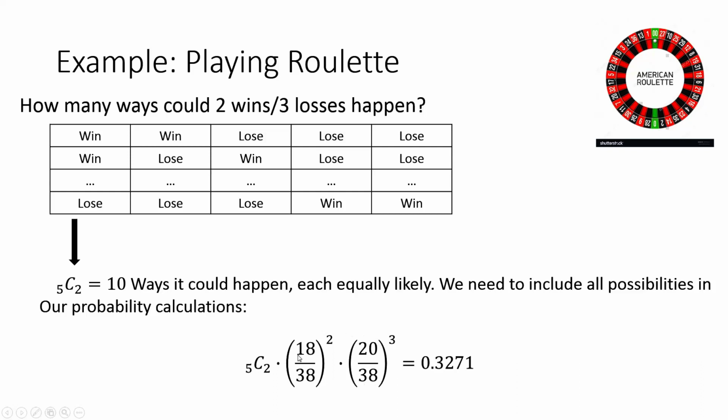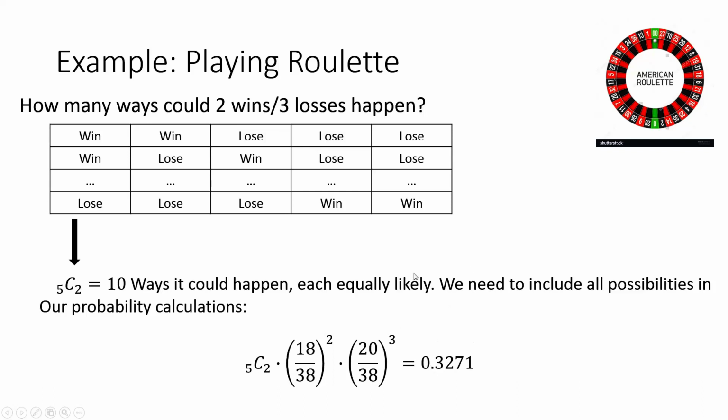So here's the answer we had in the last slide. This is the probability of a single outcome: 2 wins with a probability of 18 out of 38, and 3 losses with a probability of 20 out of 38. But now we need to multiply that by 5C2, because that's the number of ways that we can actually realize 2 wins out of 5. So the final answer would actually be 32%, or actually closer to 33%, but 0.3271.